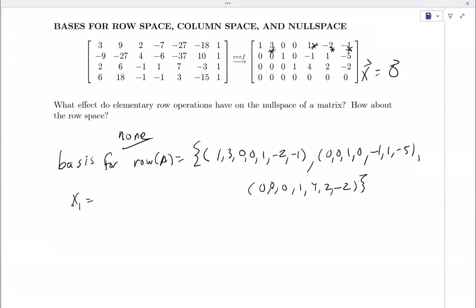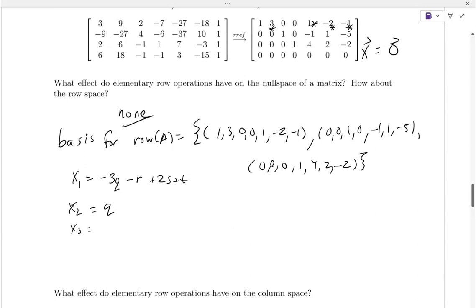Your x1 would be, I need basically a q, r, s, and t. So a negative 3q minus r plus 2s plus t. Your x2 would be q. Your x3 would be r minus s plus 5t. Your x4 would be negative 4r minus 2s plus 2t. And then your 5, 6, and 7 were all free. So that's your r, s, and t. Agree with that?